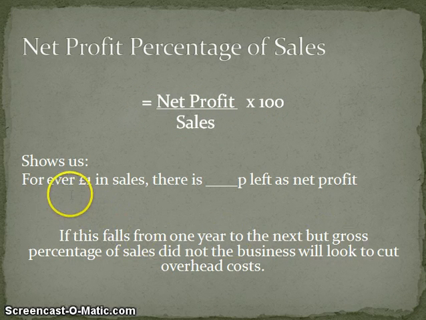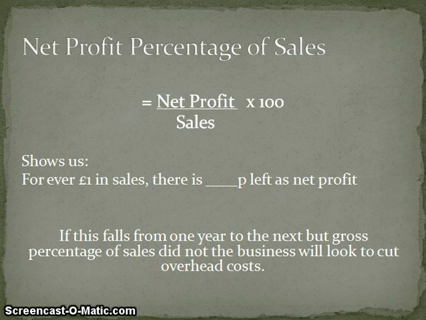And this tells us that for every £1 that we make in sales, this is how many P, or what percentage of that, is left as your overall profit. Basically, how much are we actually making each time we sell something?